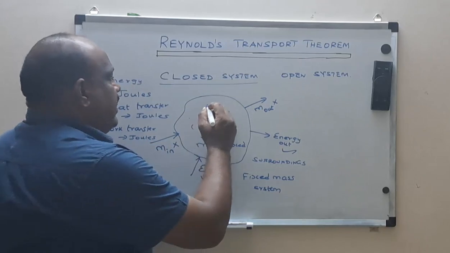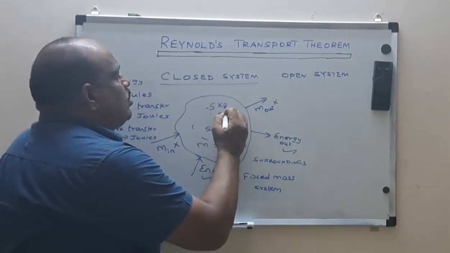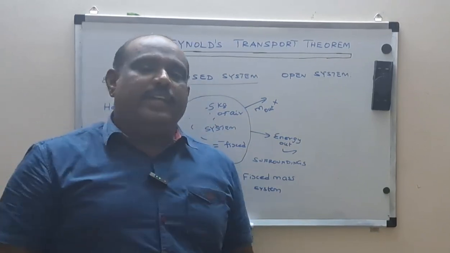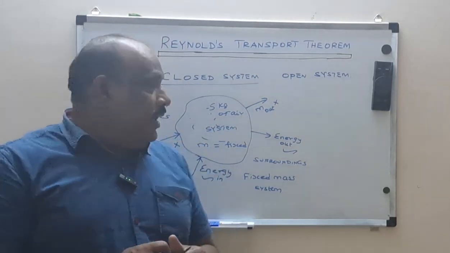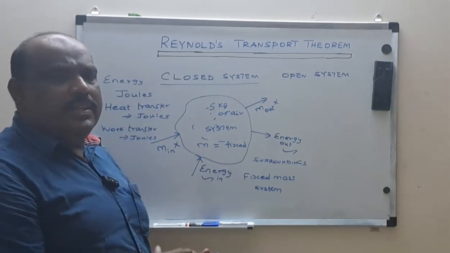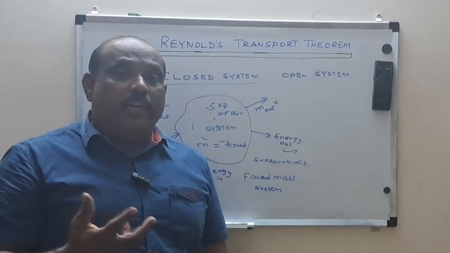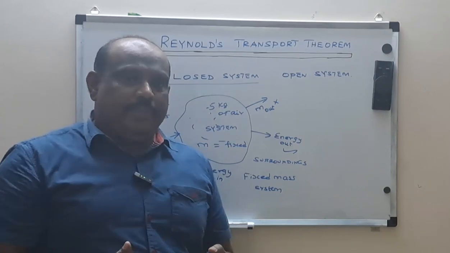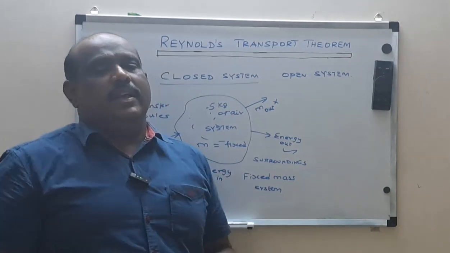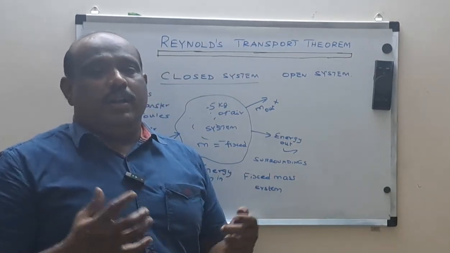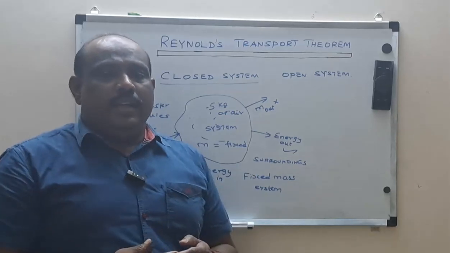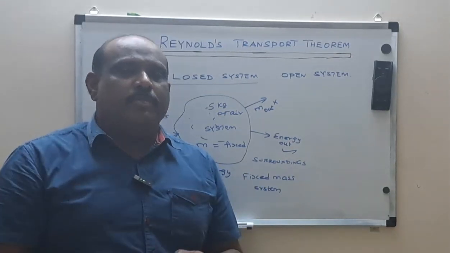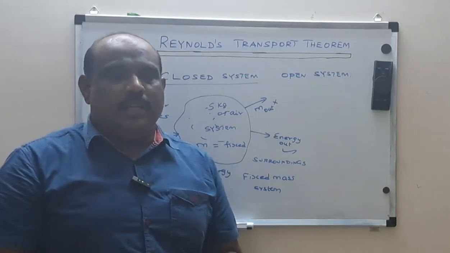Let us say if there is 5 kg of air. Before the beginning as well as the end of the process also, it will be 5 kg only. That is nothing but your closed system. And generally students are unable to imagine what a system is. A system is nothing but a place or region in space or a particular quantity of matter where you want to apply the laws of thermodynamics. Why do you want to apply the laws of thermodynamics? Because you want to study about that.